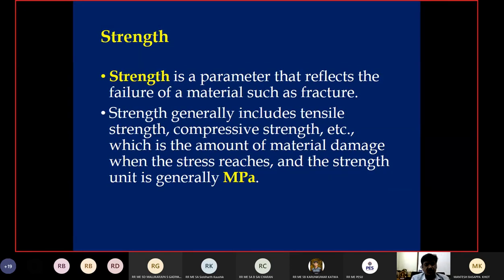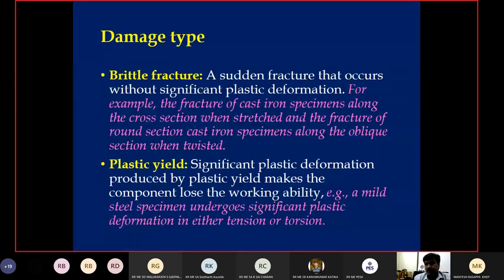And stress is always represented in newtons per millimeter square. It should be in a consistent unit. I think you are more comfortable with the SI units, megapascals, wherein a pascal is nothing but a newton per meter square. That's the unit. So whenever you are talking about strength, you also expect a failure, because sometimes the material won't withstand.